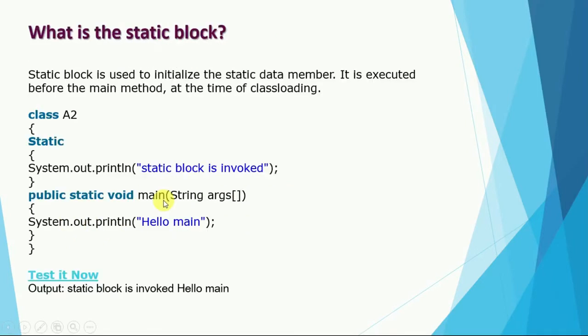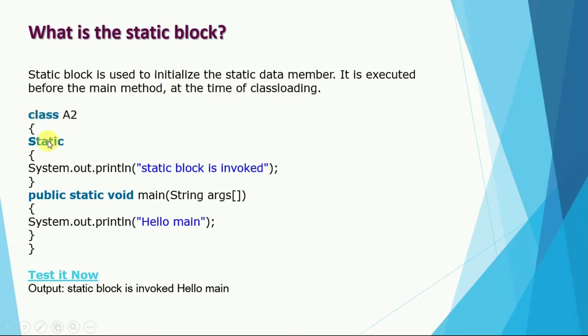Okay, so what is the static block? We already discussed static methods and static members, so what is the static block? A static block is used to initialize the static data member. If we want to initialize a static data member, we can use a static block. It is always executed before the main method, at the time of class loading.